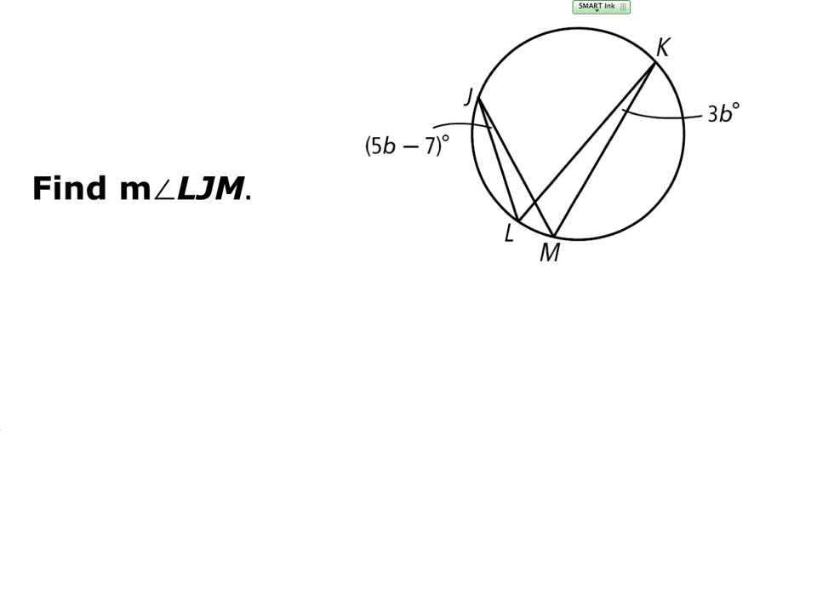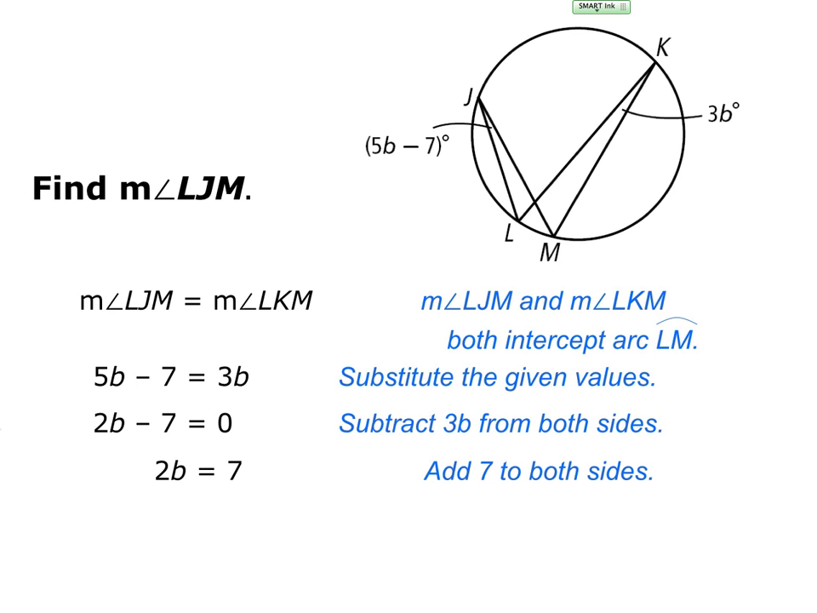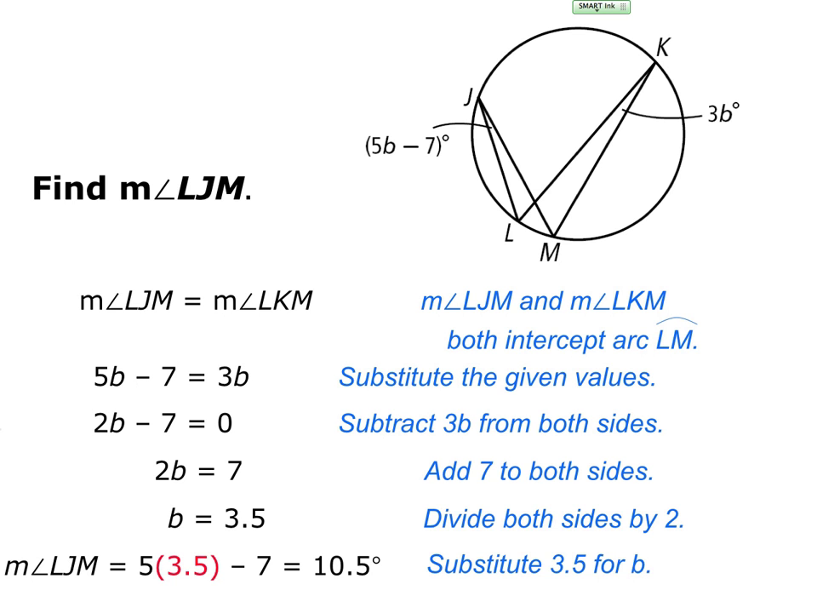We're coming up with 10.5 for the angle. So B was how much? 3.5. So 10.5 was the angle. The arc would have been 21, but that's not what we were asking. Question on that sample?